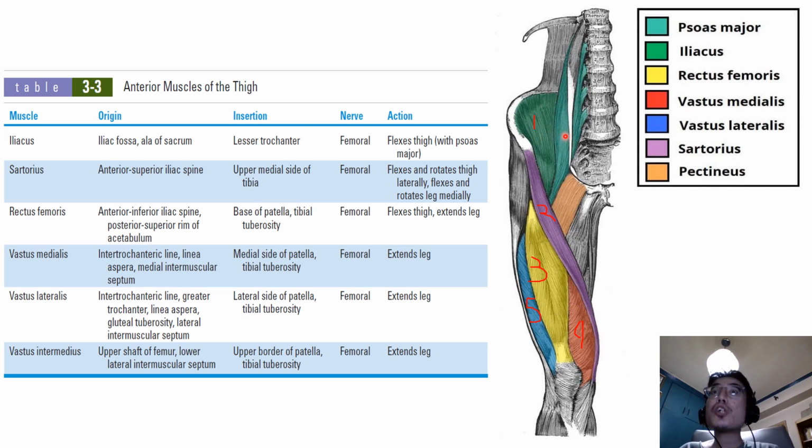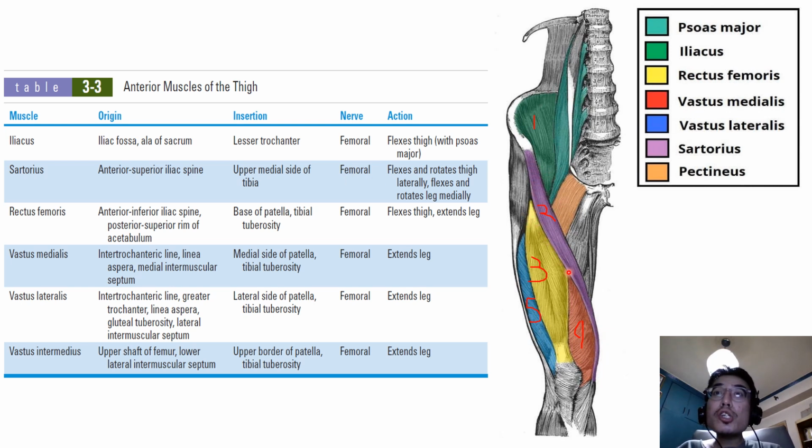The psoas major is actually adjacent to the iliacus. So the psoas major descends along the abdomen, and eventually it will fuse with the iliacus over here into a single muscle known as the iliopsoas, which is the conjoinment or the combination of the iliacus and the psoas major inferiorly.